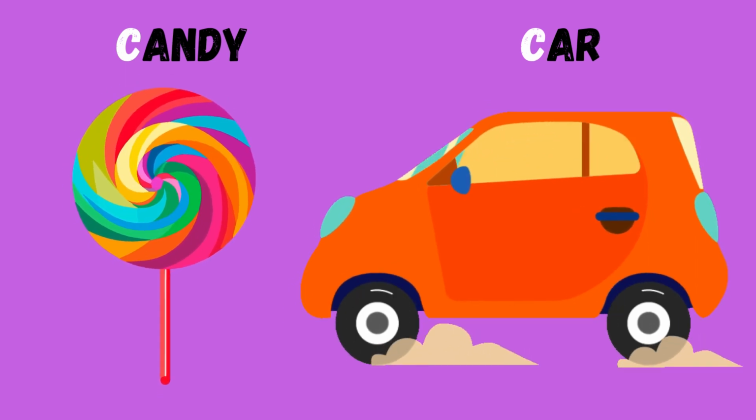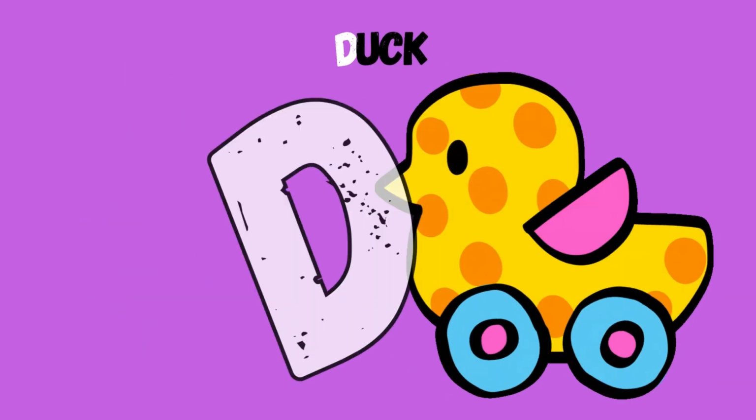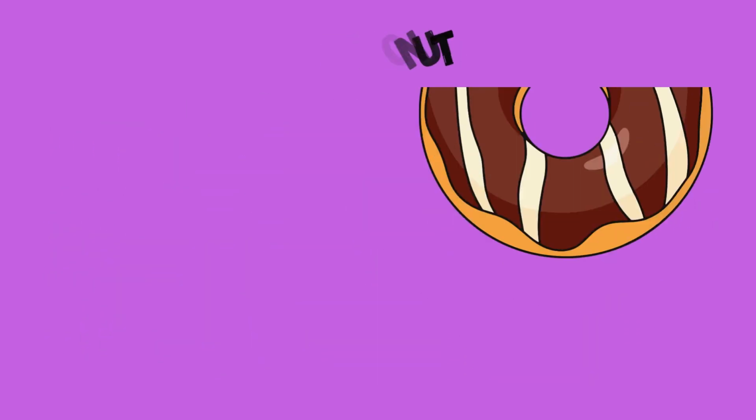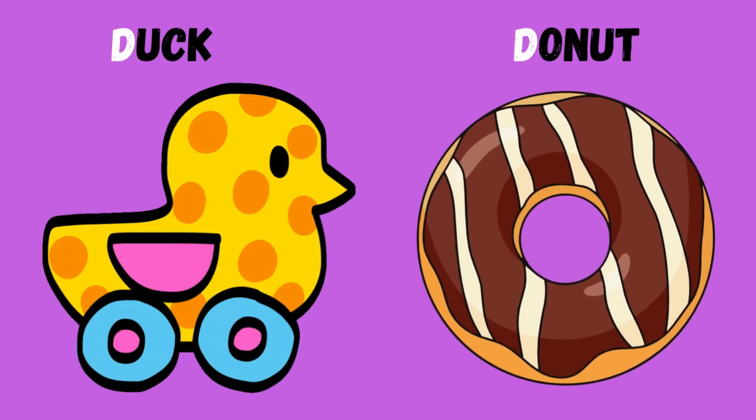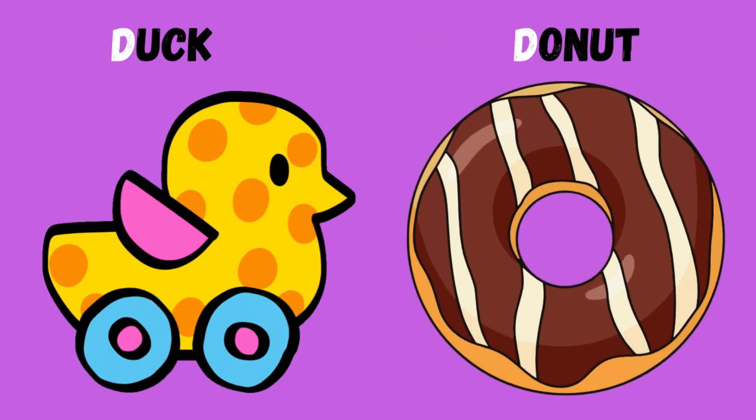C, c, c. D is for duck. D is for donut. Duck, donut. D, d, d. E is for eye.